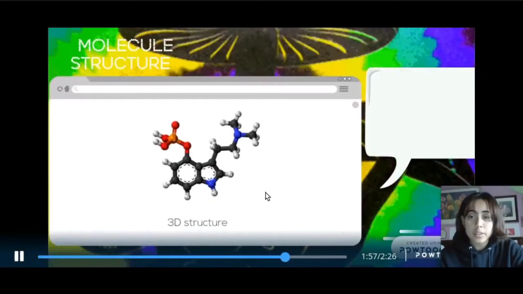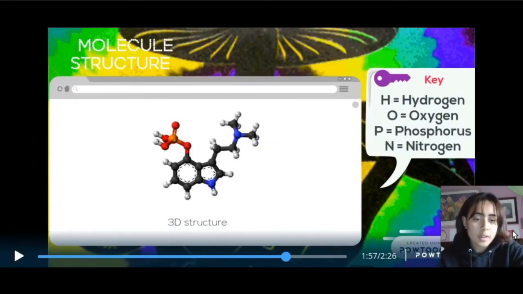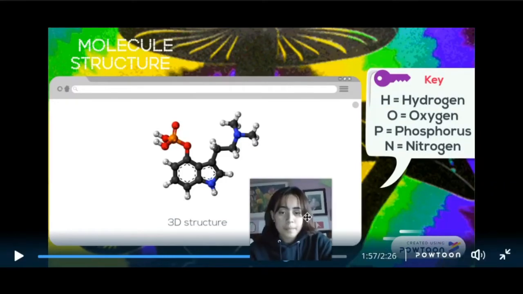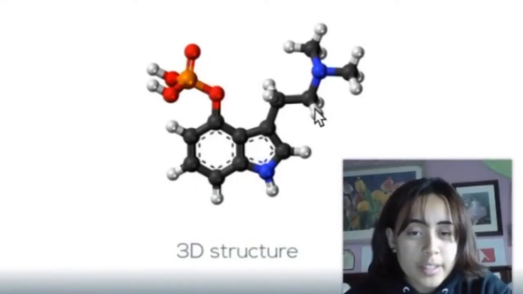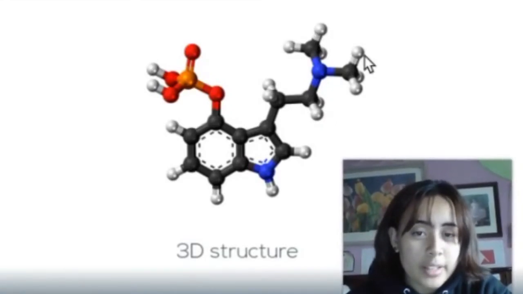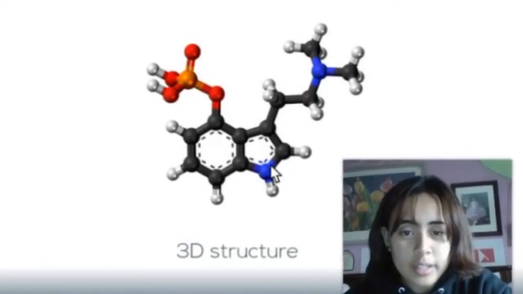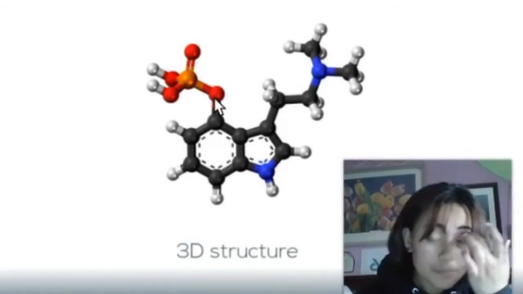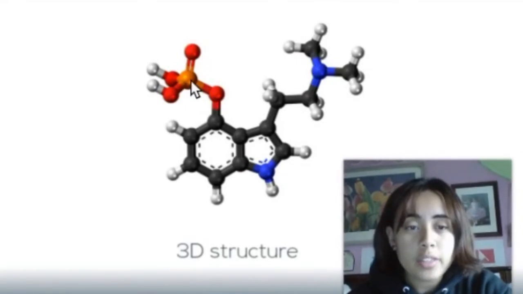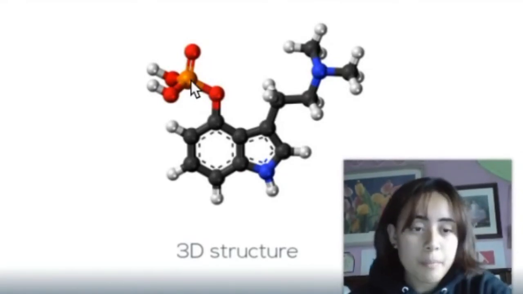And yeah, the 3D structure. The dotted lines over here in the middle, the hexagon, means that it's aromatic or benzene ring, I'm not sure. And the black dots and lines over here, these are carbon. The gray over here is hydrogen. The blue over here is nitrogen, right here. The red is oxygen, and the orange is phosphorus.